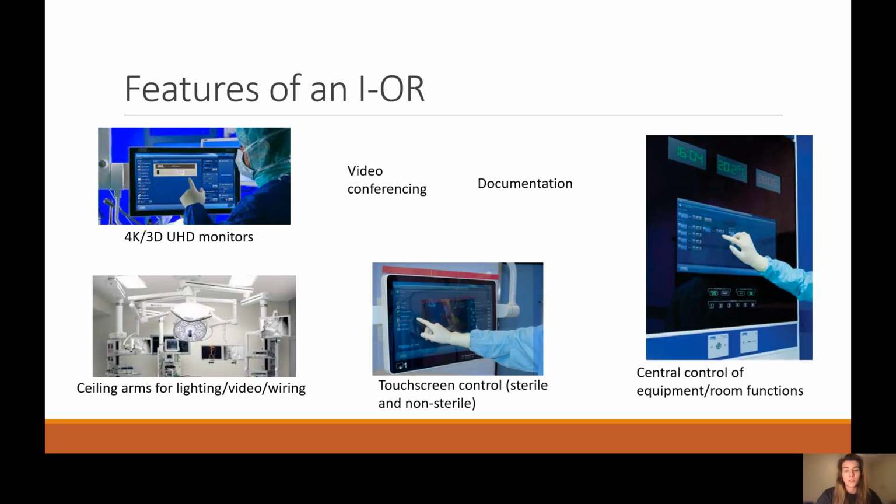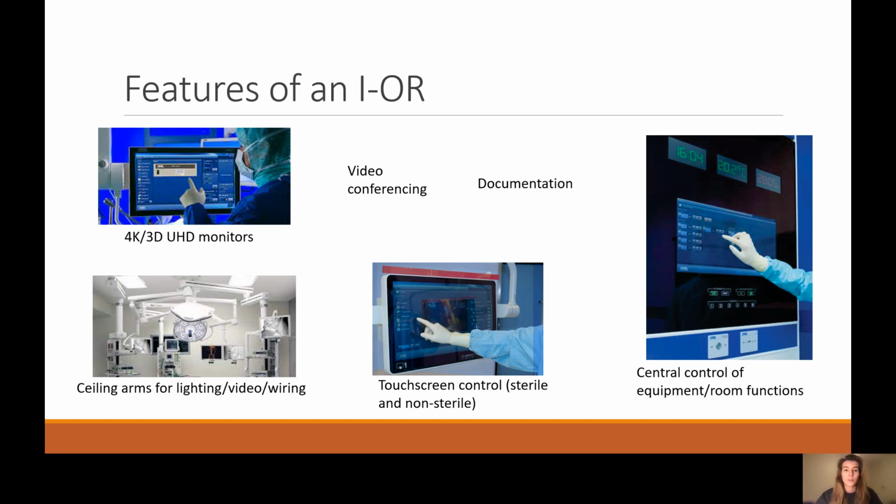So just to go through a few features of an integrated theatre. You have these 4K 3D ultra high definition monitors, and these allow the surgeon to see the anatomy in far greater detail than they would be able to if they were doing the surgery open. These monitors are then generally connected to these ceiling arms, as are lighting, and they also contain the wiring. So these are coming down from the ceiling and allow ease of movement. There's less clutter on the floor, so staff have more space to move around.